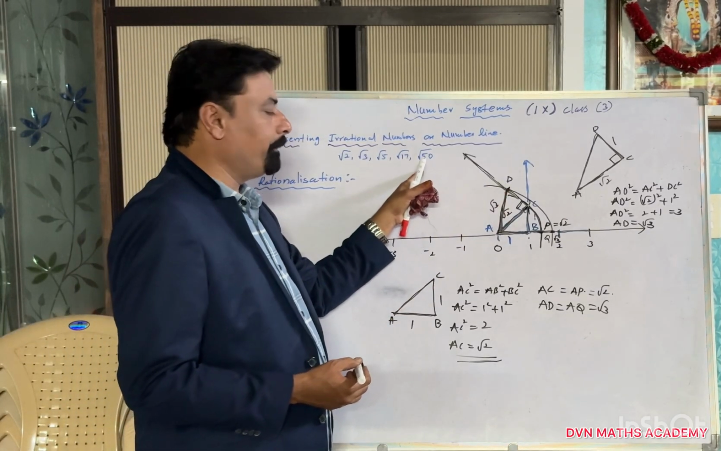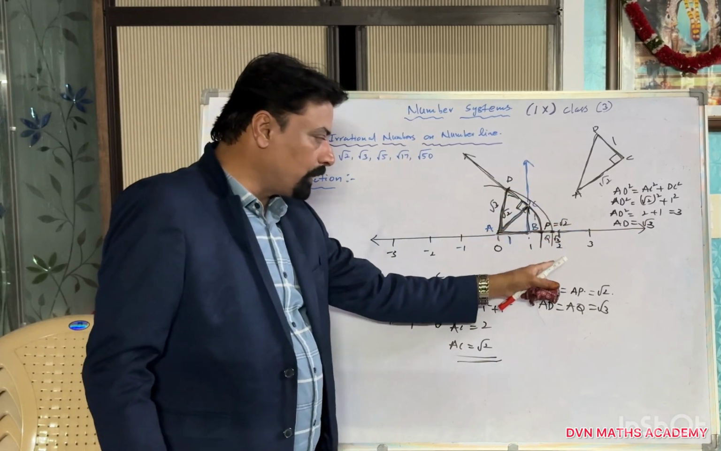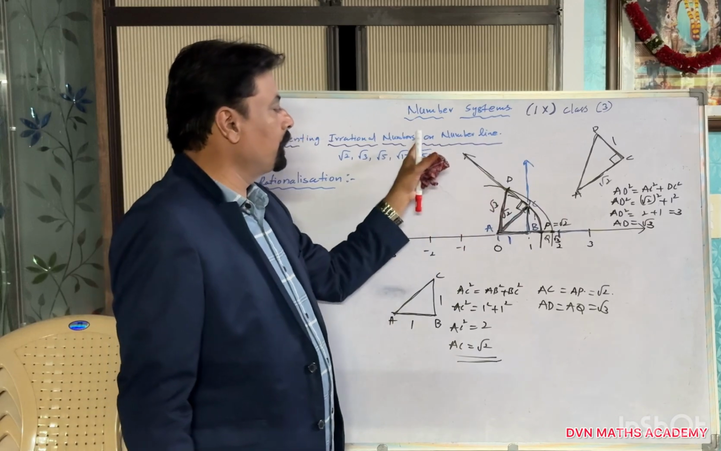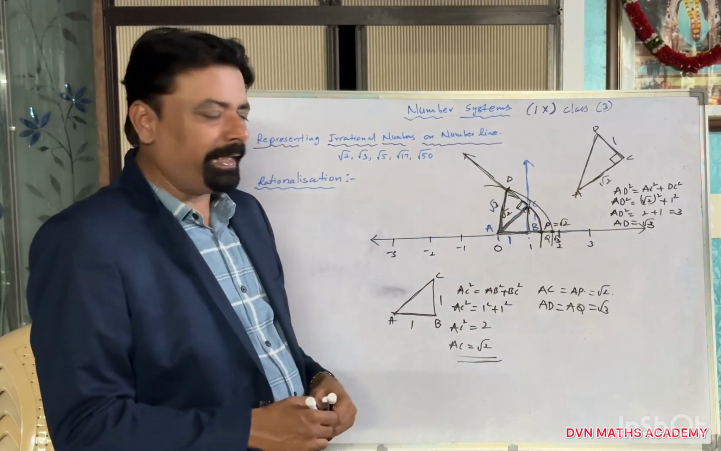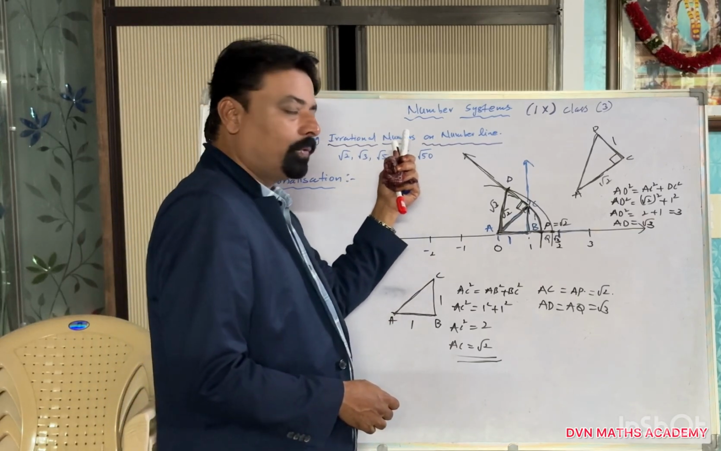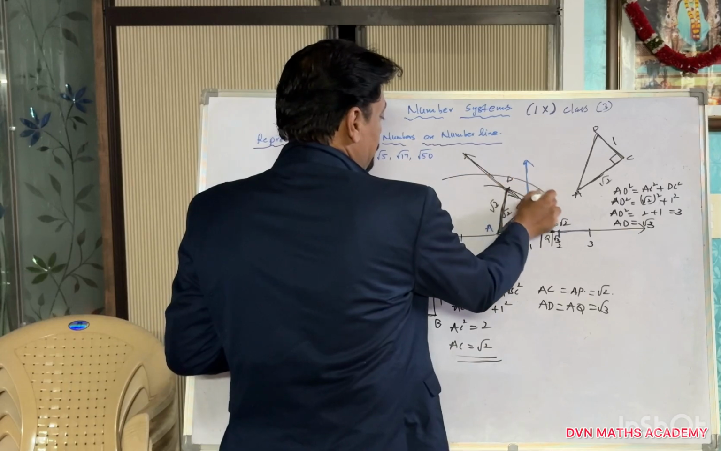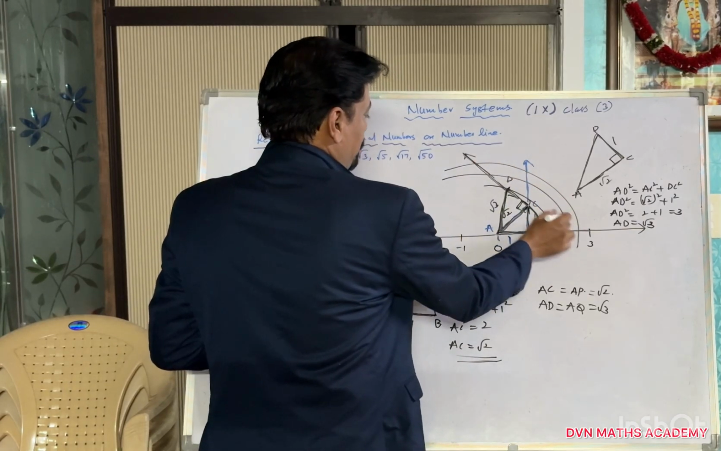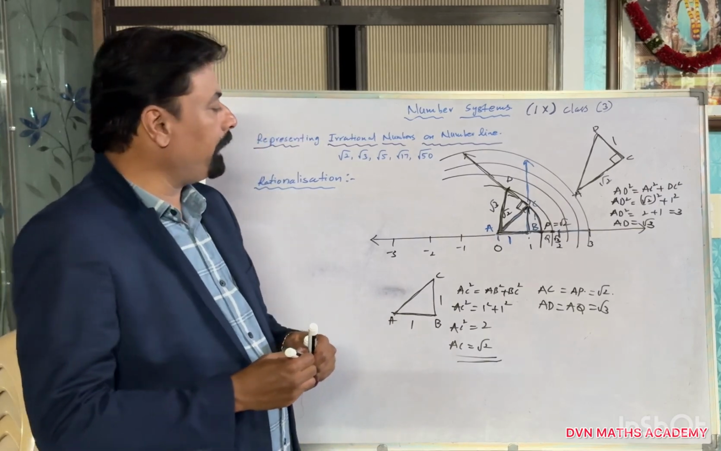Afterwards you draw a perpendicular line on D, you will get root 4 that will go through the 2, and afterwards you draw a perpendicular, then you will get root 5. So like that you can find root 3, root 4, root 5, root 6, root 7. So all will be like this. I mean, this will be in your textbook and you will get a spiral on your number line.